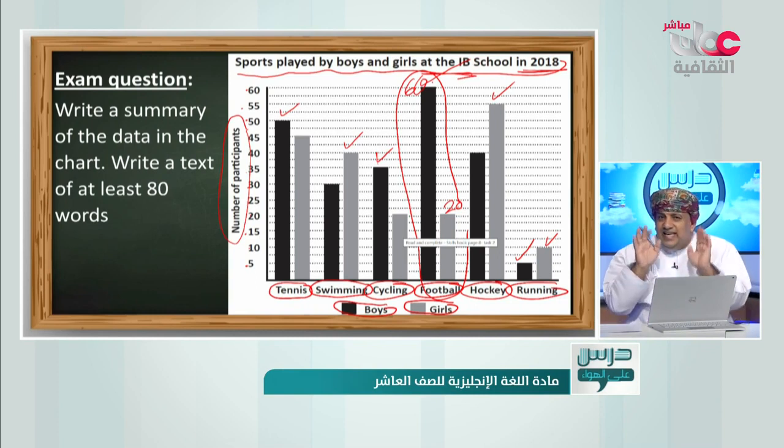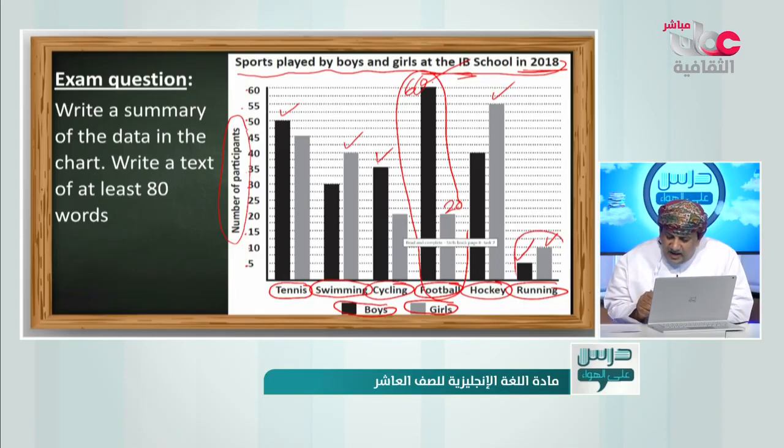So which is the least popular sport here? I think it's running, because here it's around 5 boys and around 10. So the total is 15. So football is 80 boys and girls, and running is about 15.